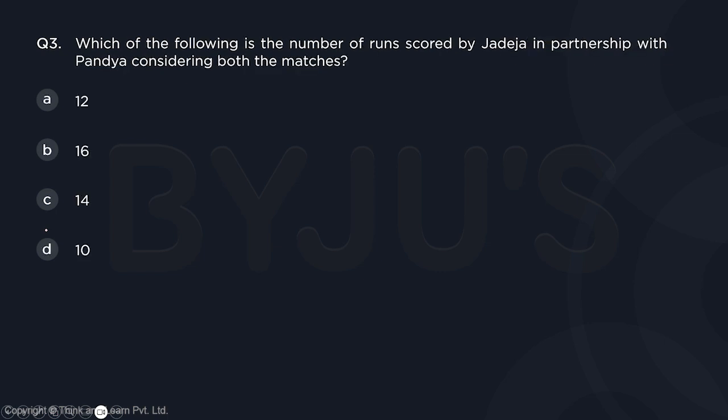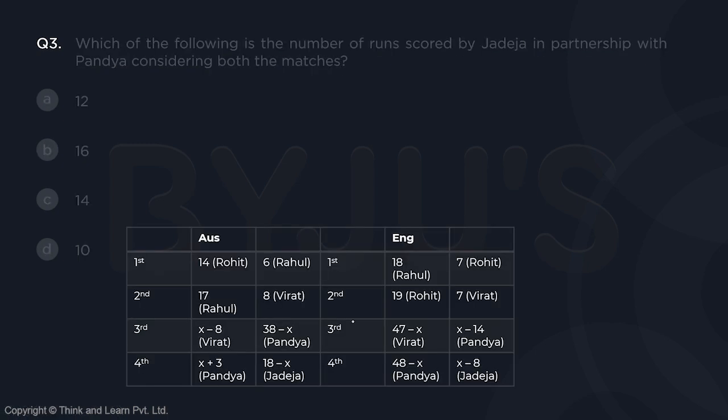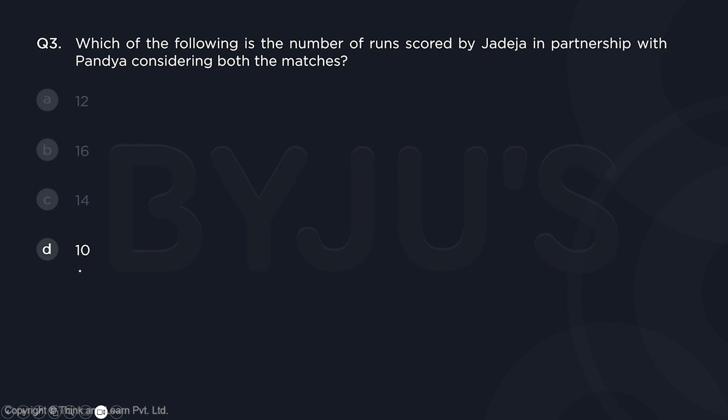Now the third question says: which of the following is the number of runs scored by Jadeja in partnership with Pandya considering both the matches? If I consider both the matches, Jadeja scored 18 minus X with Pandya here and Jadeja scored X minus 8 with Pandya over here. If I add them, I get 18 minus X plus X minus 8, and that gives me a direct number, 10. So my answer for this question should be option D, 10.